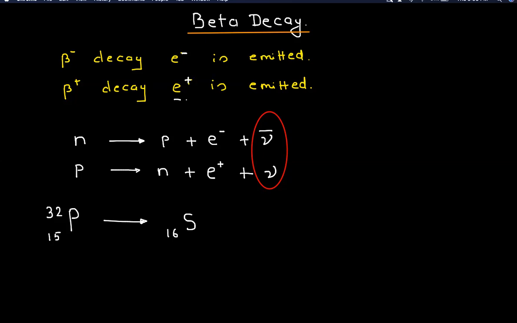Mass number will be 32 only. Neutron converts to proton, so the number of neutrons plus protons remains the same. So this plus electron plus one antineutrino. This is the reaction. Beta minus decay.